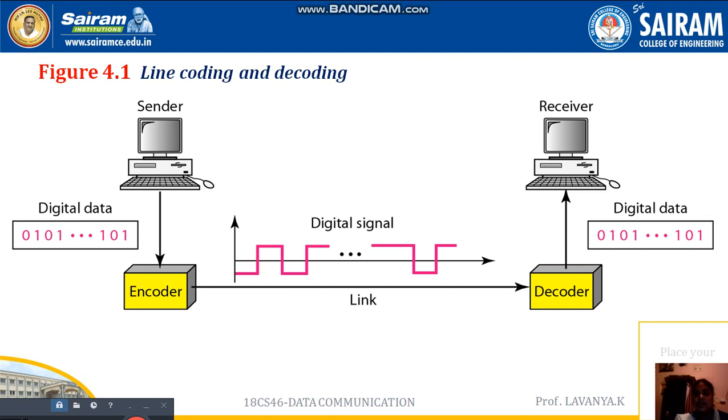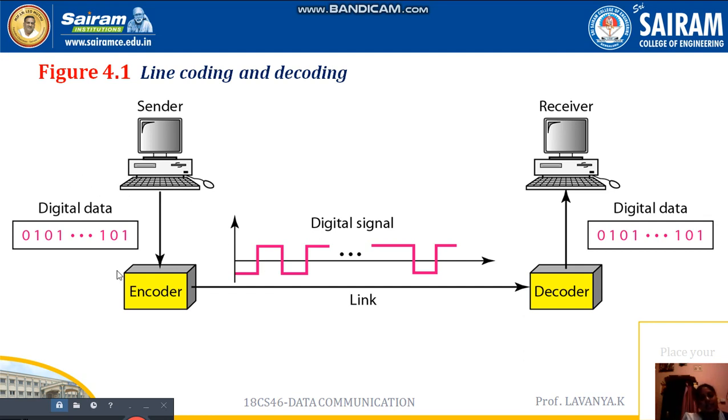This is digital to digital conversion. Before that, the sender and receiver establish one link. That link we call a transmission path or transmission link. With the help of the transmission link, it transfers the digital data, the digital signal, from source to receiver, or sender to receiver.